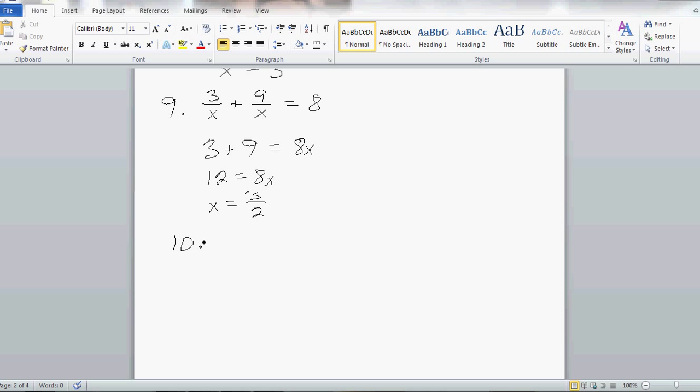Example number 10. X over 2x plus 2 equals 2x minus 3 over x plus 1 minus 2x over 4x plus 4. Now the first thing we have to do here is to determine, in essence, what is the least common denominator. And in order to do that, we're going to do some factoring of the denominators.